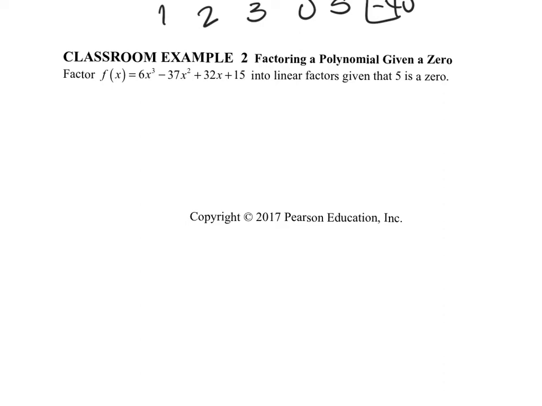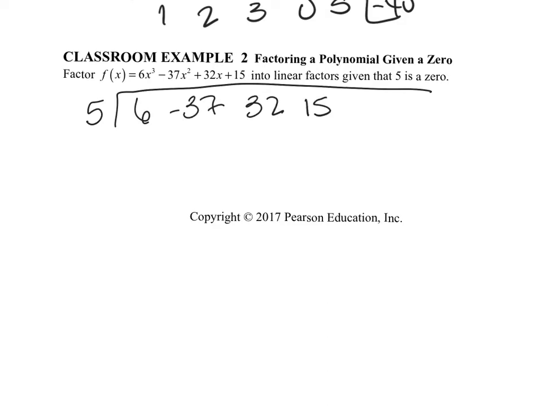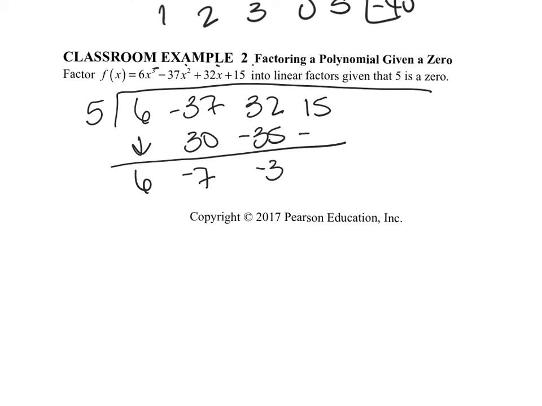Alright, example 2, factoring a polynomial given a 0. Given a 0 means that the remainder should be 0. So we're going to put 5 on the outside of the box. We're going to put 6, negative 37, 32, 15 under the box because our exponents are in descending order and nothing is missing. Drop the 6, multiply, add, multiply, add, multiply, and our remainder is 0. Because this was 6x cubed, this means this is 6x squared minus 7x minus 3.